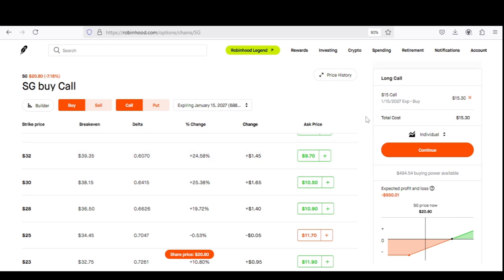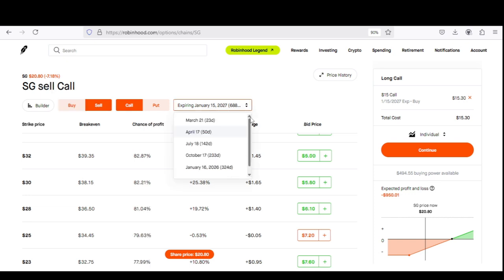There is a difference. The other strategy you could use if you have a LEAPS option in your portfolio is what's known as selling covered calls. Now, the covered call option strategy is a brilliant option strategy in order for you to grow your portfolio by making consistent income while you wait for your LEAPS option to appreciate in value. So let's go right now. We're going to choose a date of March 21st, which gives us 23 days to expiration. And that is depicted here by 23D.